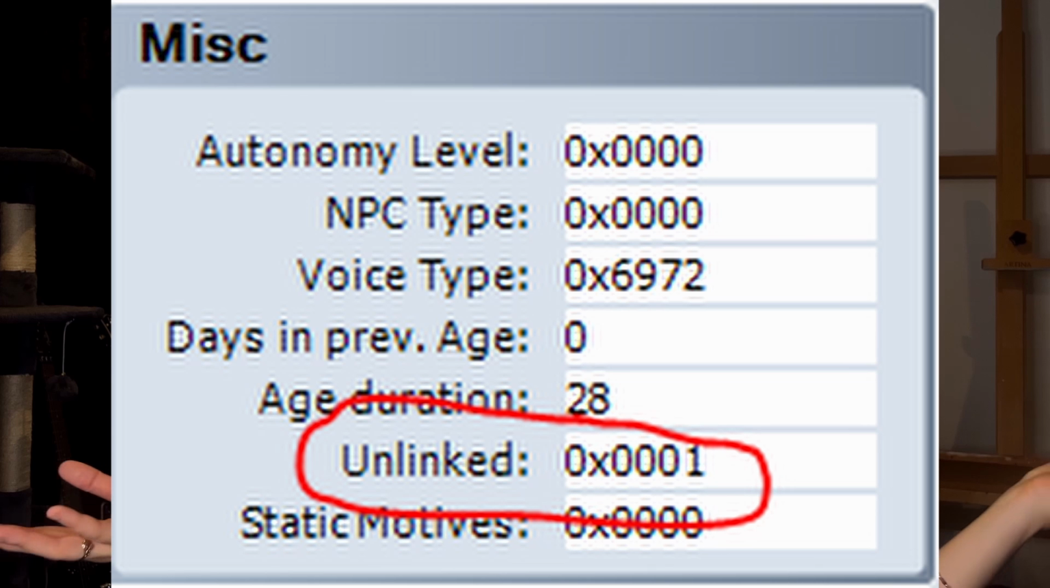What does Unlinked actually mean? I've never managed to find a proper definition of this term online, so this is just me going off of what I've observed in my game and in SimPE. But I think this means that their sim description entry is no longer linked to their 3D data in the character file. In other words, this is a way of marking the sim as technically deleted.